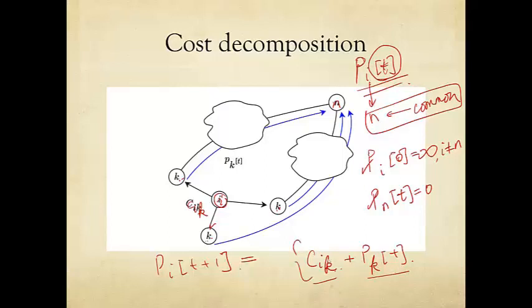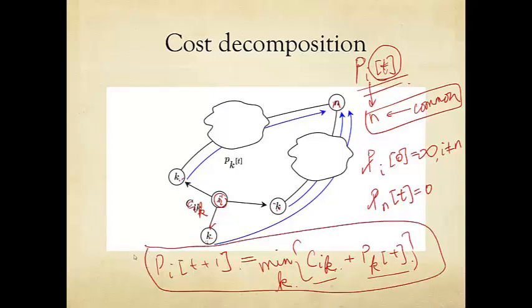Well, I'm going to pick whichever one can give me the smallest sum. So pick the min of the sum over all the nodes indexed by K. That's your outgoing neighbors. This is the famous Bellman's equation. And we can indeed rigorously prove that this equality holds.